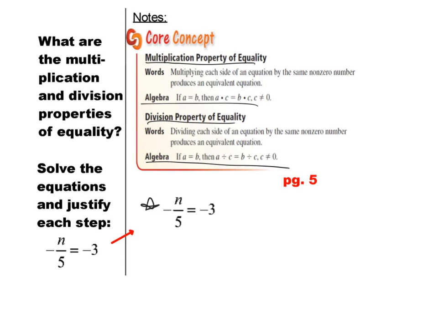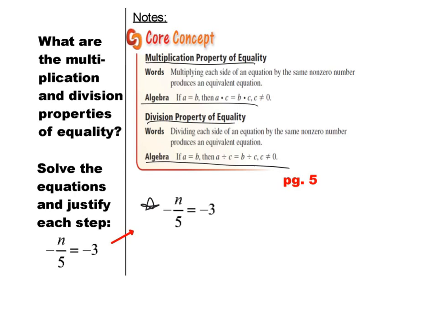Multiplication and division, same thing. Whatever we multiply on one side, we have to multiply the other side. We don't want C to be 0 because if I multiply by 0, I just get 0 equals 0. That doesn't really help me solve anything. With division, if I divide one side of the equation by a particular number, I have to do the same thing on the other side. I don't want to divide by 0 because that's what? Undefined. Okay, so we don't want to divide by 0. Blow up the universe.